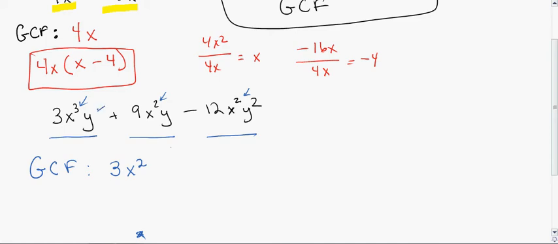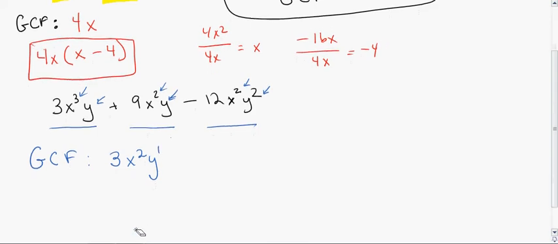Now I need my y's. Do they all have a y? Yes, they all have a y, so my greatest common factor has a y. And now I choose the lowest power of y, which is a 1. So my greatest common factor is 3x squared y, and I can write that y to the first power, or I can just leave it blank. Now, next step, once I have my greatest common factor, is to divide it out of each of my terms.